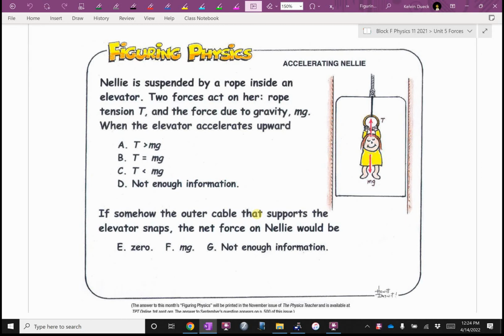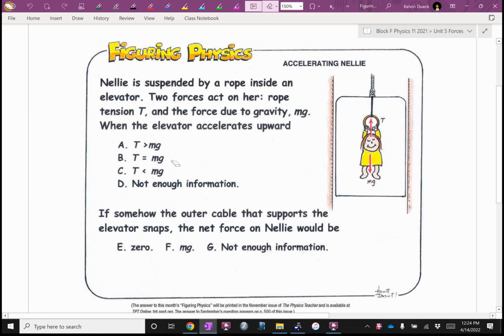By the way, what's another word for gravity? It starts with the letter W. Weight, yes. Weight is in newtons, mass is in kilograms. Don't mix them up. When the elevator accelerates upwards, A, tension is bigger than mg.